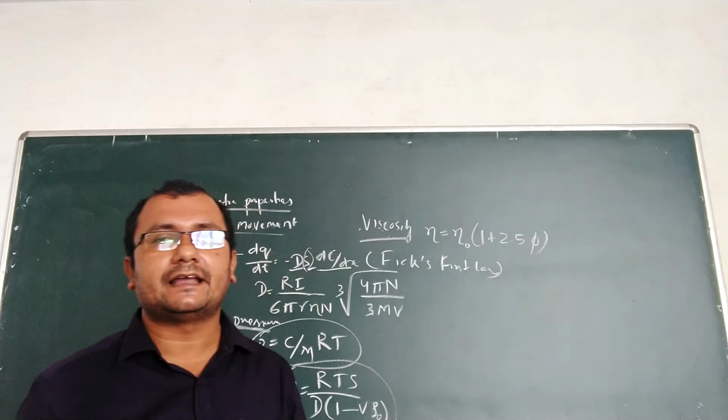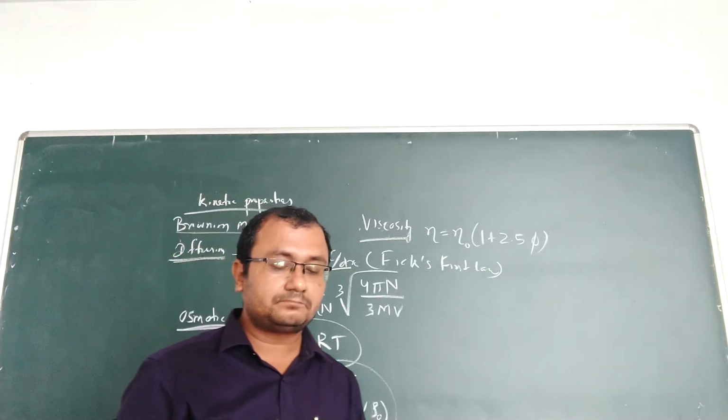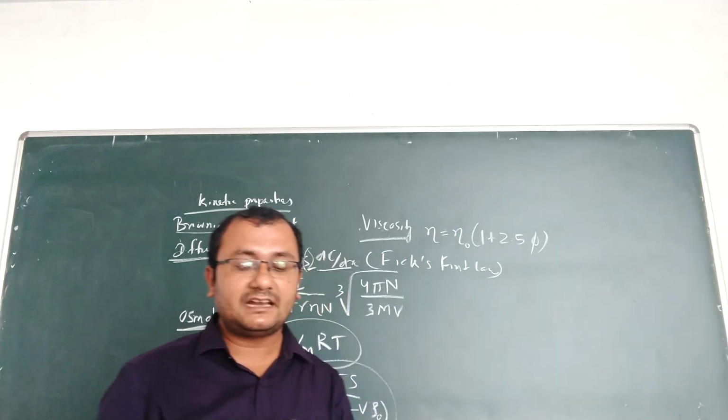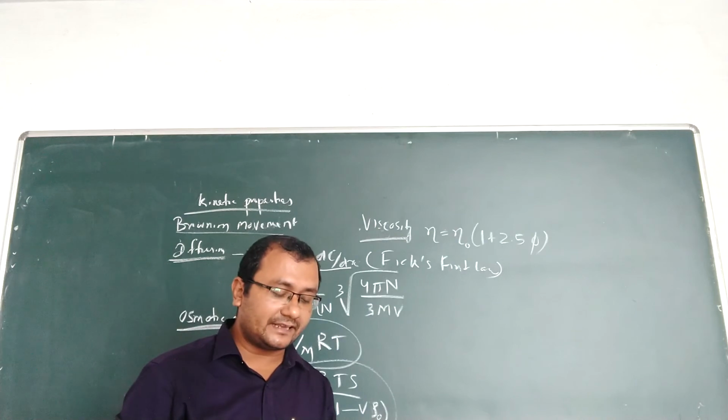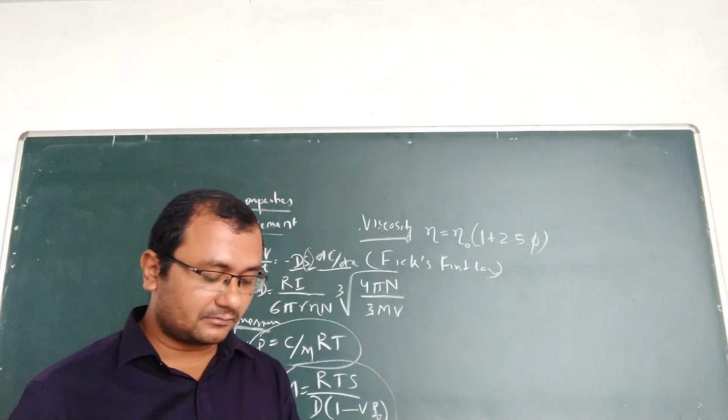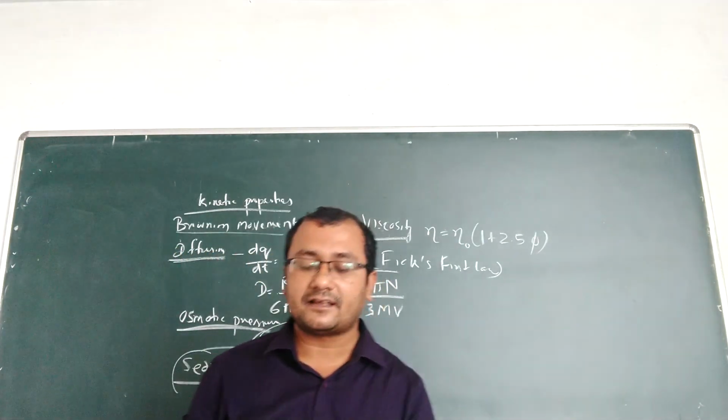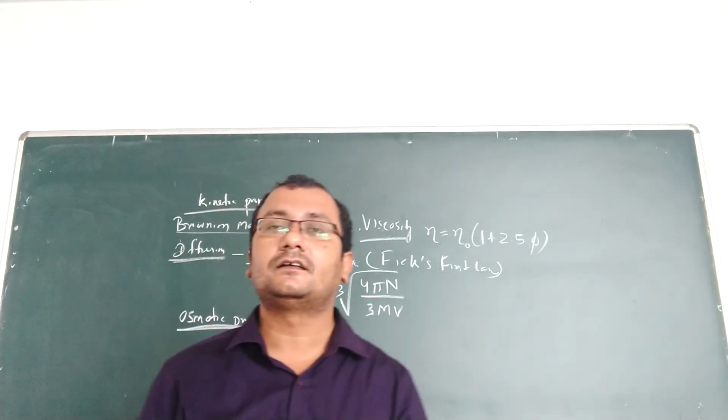So this is all about the kinetic properties. In the next class we will discuss the electrical properties of colloidal dispersion, and with this we will discuss different types of stability of colloids, so that we can complete the unit.